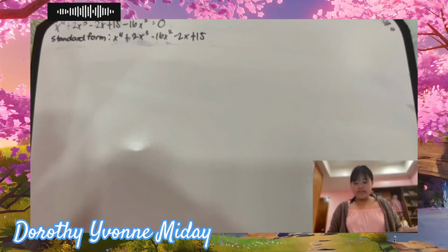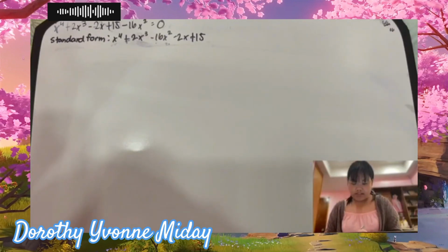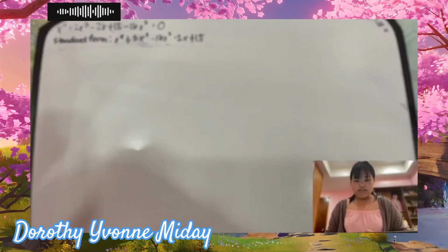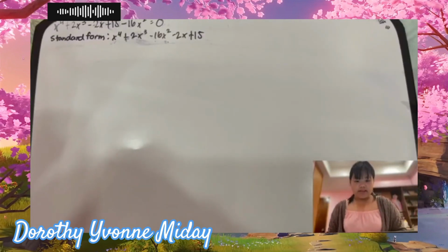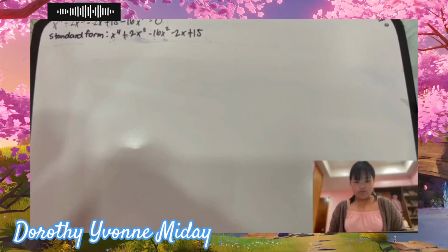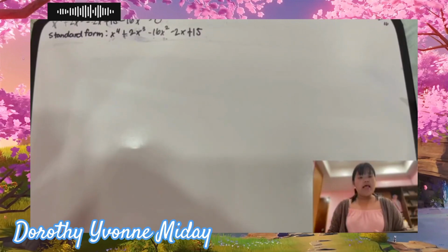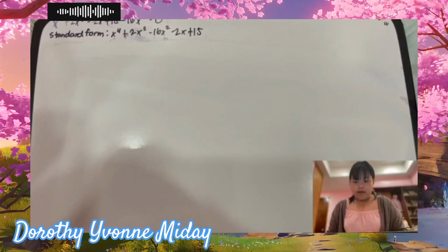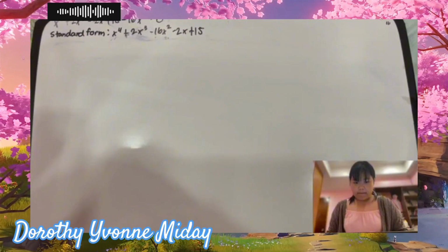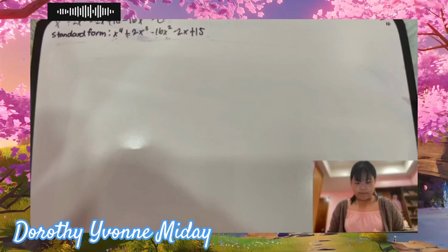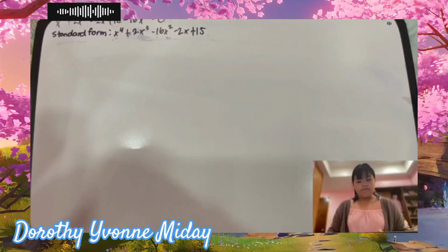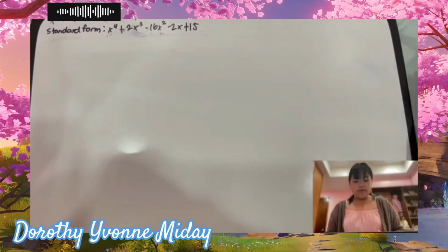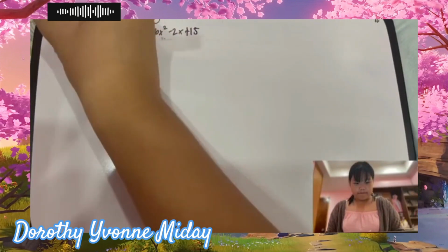Okay, we will start with x raised to 4 plus 2x cubed minus 2x plus 15 minus 16 squared equals 0. Now, we will transform this into a standard form first. Okay, x raised to 4 plus 2x cubed minus 2x squared minus 2x plus 15. Now, our P over Q is equal to 15 over 1.